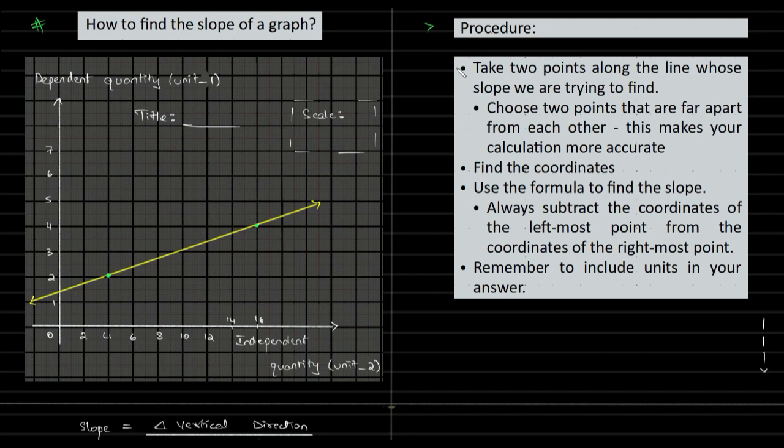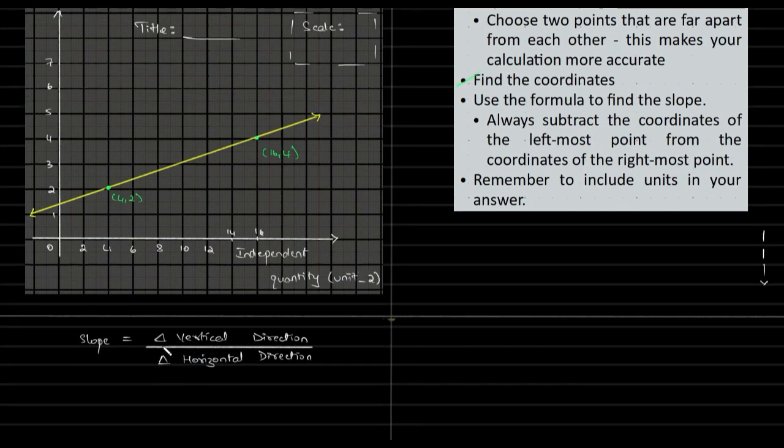So we took 2 points, okay. Find the coordinates. This is 4, 2 and this is 16, 4. Okay, we did that. Use the formula to find the slope, and the formula is this: slope is equal to change in vertical distance divided by change in horizontal distance. So from here to here is your change in horizontal distance and this is your change in vertical distance.